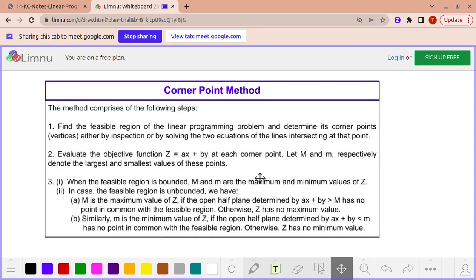Today is the second session of linear programming problems, and before I proceed further, could you please confirm that you are able to view the screen properly and able to hear my voice very clearly?